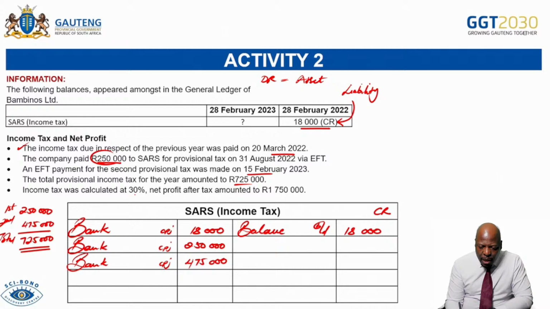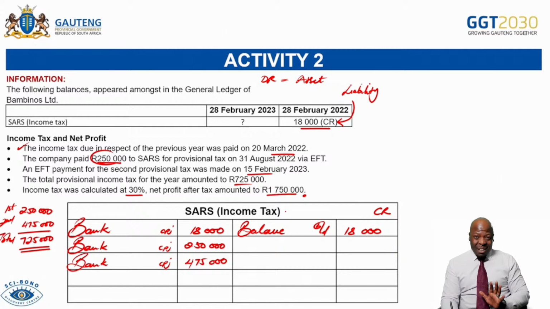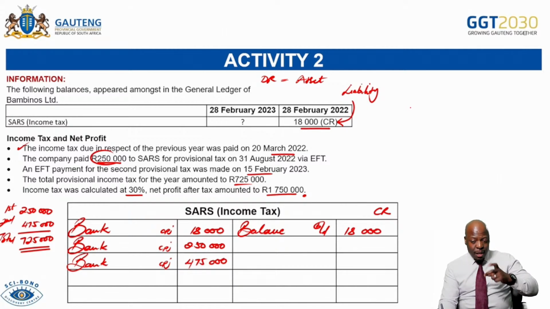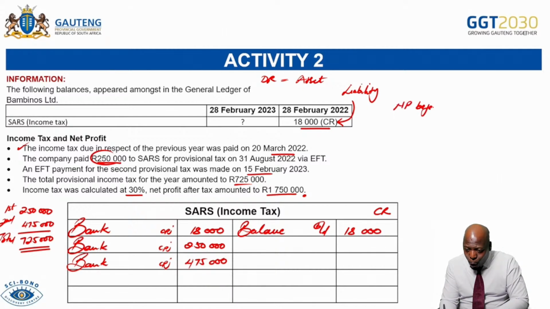Okay. Then we're then told income tax was calculated at 30%. Net profit after tax amounted to 1,750,000. Okay. So let's clarify this area. It's very important that you listen to what I'm going to say now. When we prepare our statement of comprehensive income, right at the bottom, that's where we're going to record our income tax. But we're going to have 2 profits right there. The first one is going to be called net profit before tax. And that is 100%.